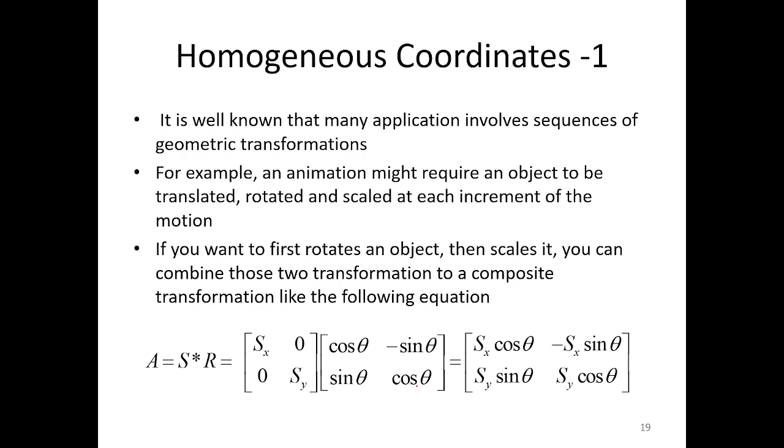Next, homogeneous coordinates. It is well known that many applications involve a sequence of geometric transformations. For example, an animation might require an object to be translated, rotated, and scaled at each increment of the motions. So, for example, if you want to first rotate an object, then scale it, you can combine those two transformations into a composite transformation like the following equation.